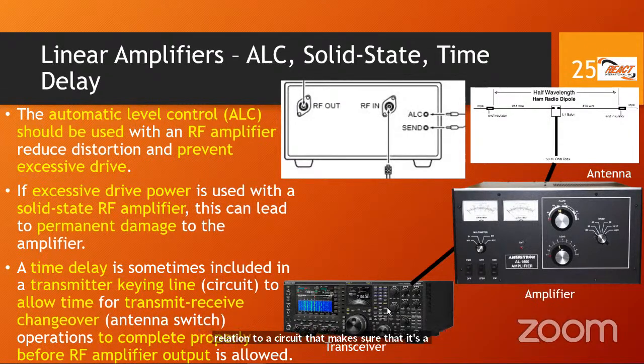An exam question, however, is in relation to a circuit that acts as a sort of make or break: when you transmit your signal from your radio, before that transmitter engages, you want to make sure that the antenna is engaged to the amplifier, right? So a time delay is sometimes included in a transmitter keying line or circuit to allow time for the transmit-receive changeover or the antenna switch operations to complete properly before RF amplifier output is allowed.